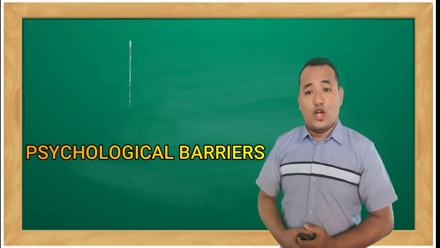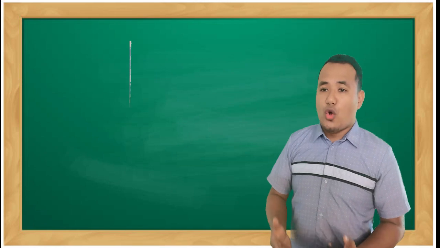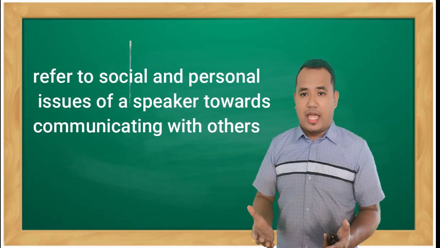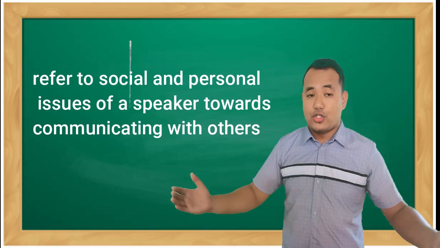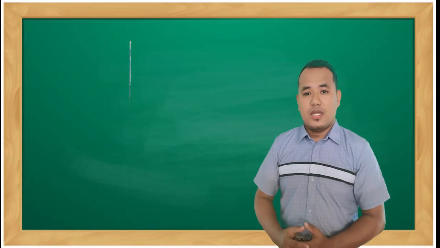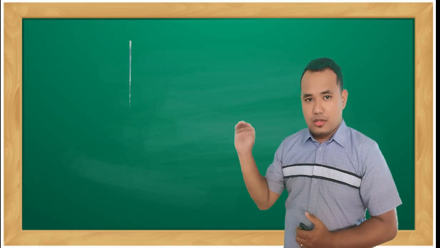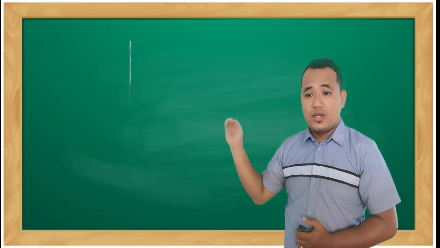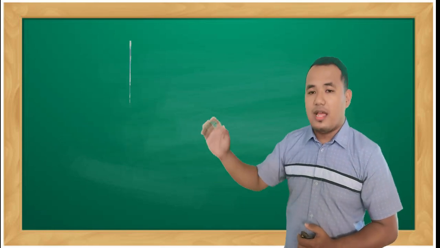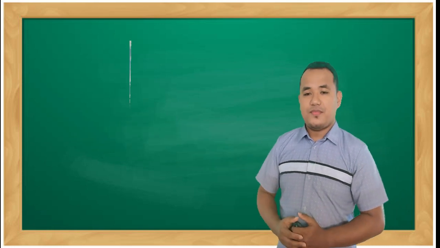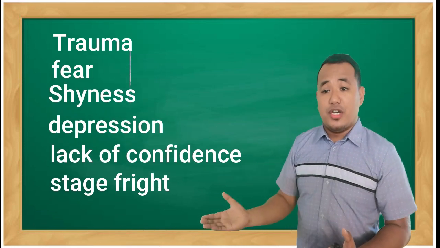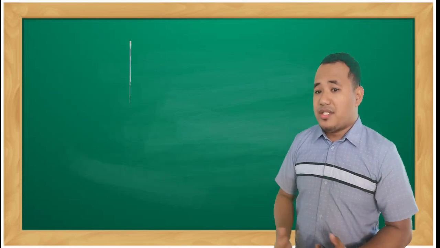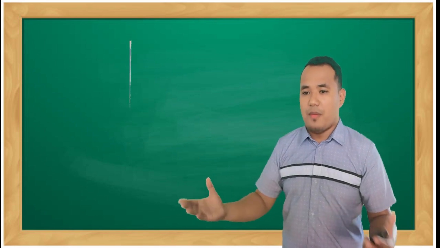We have the psychological barriers. These are called mental barriers. These refer to social and personal issues of the speaker towards communicating with other people. Examples of this are trauma, shyness, lack of confidence, depression, fear, or stage fright. These types of communication barrier need the careful attention of a medical practitioner or a psychologist, and may take a long process to overcome.